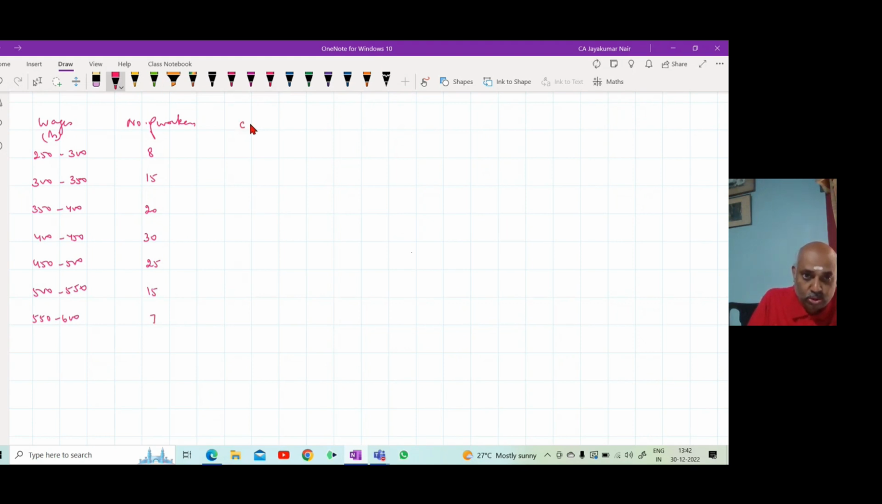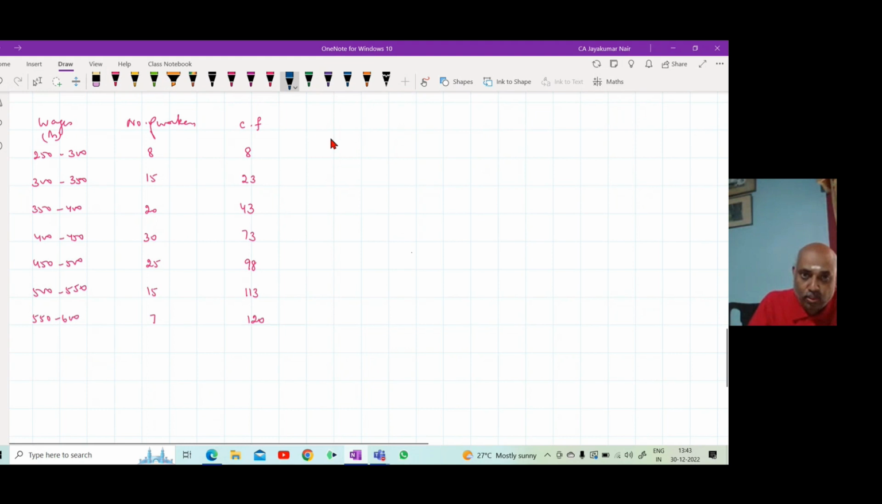So we have to find out what the cumulative frequency is. The cumulative frequency is first 8, 8 plus 15 is 23, 23 plus 20 is 43, 43 plus 30 is 73, 73 plus 25 is 98, 98 plus 15 is 113, 113 plus 7 is 120. So we found the cumulative frequency.